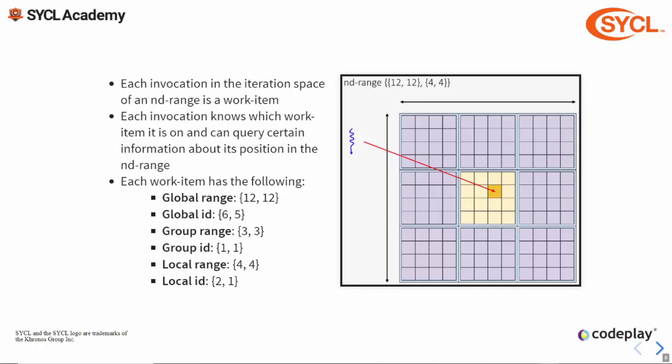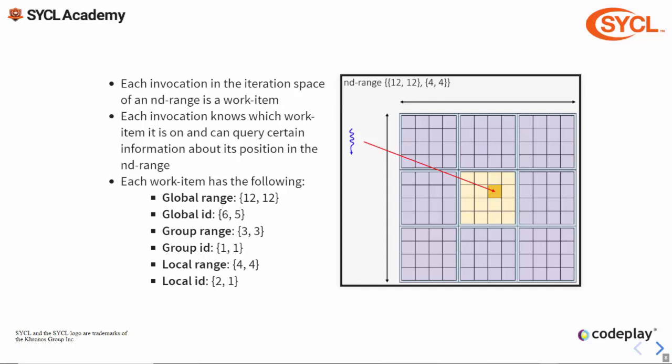Next we have the group range. This is the total number of work groups in the ND range in each dimension. In this case this is 3 by 3, as the ND range divides up evenly into 3 by 3 work groups. And the group ID, similarly, is the index within the group range. In this case the index 1, 1, highlighted here in yellow.